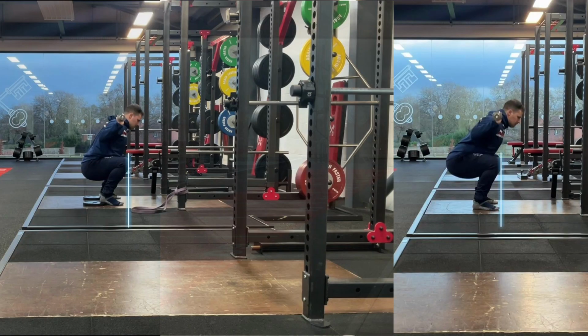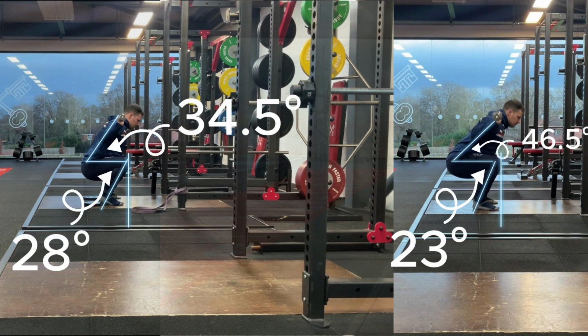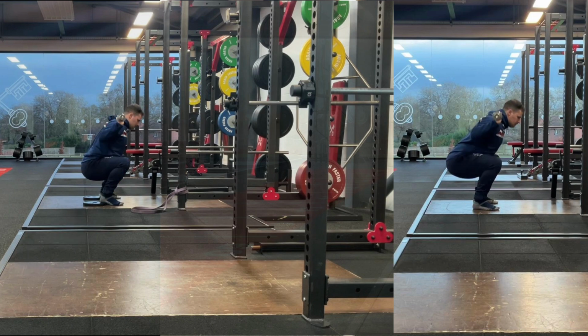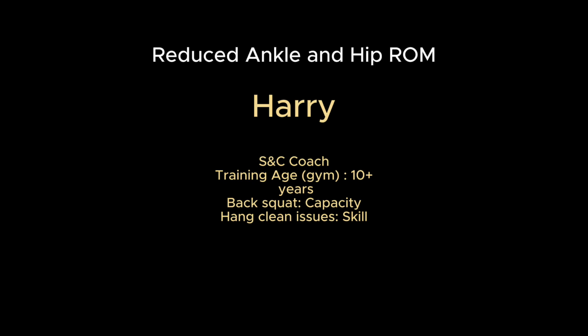Post-intervention, Harry's squat showed a more upright chest positioning, knees able to translate past the toes, and a 27% reduction in trunk to shin angle difference, improving squat depth and efficiency. Harry's initial suboptimal squat patterns were caused by limited ankle and hip mobility, a capacity issue.